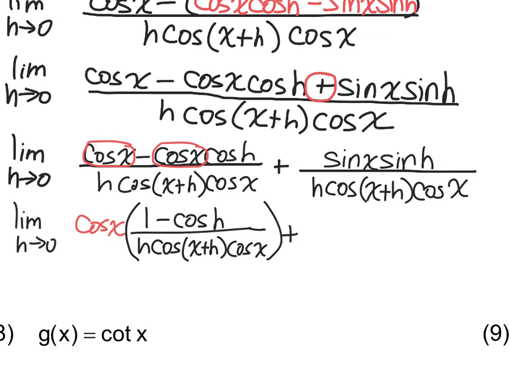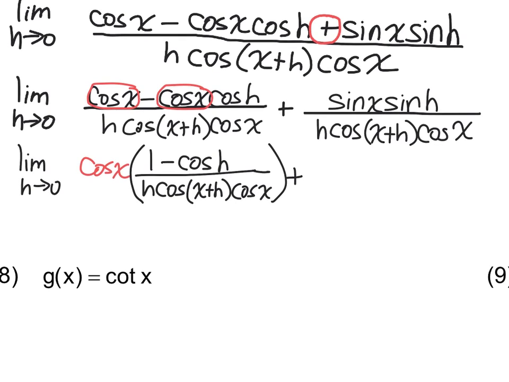And I'll chuck the other stuff in there in a second. But when I'm looking at this, I see a 1 minus cosine h over h. We know that's going to what? That's going to be 0. So this whole part of it is going to 0 out.